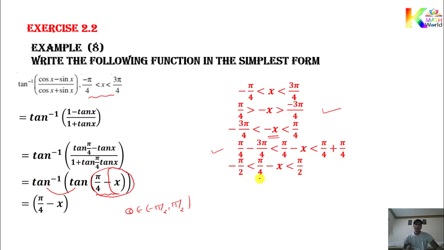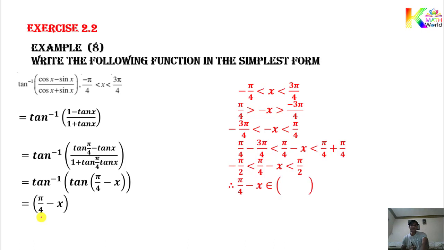It means this angle pi by 4 minus x, you consider that as theta. So theta lies in which range? Minus pi by 2 to pi by 2. You can see here. That's why we can write the answer as pi by 4 minus x. No need to check this condition in exam. This is just for understanding. Okay. See the next example.